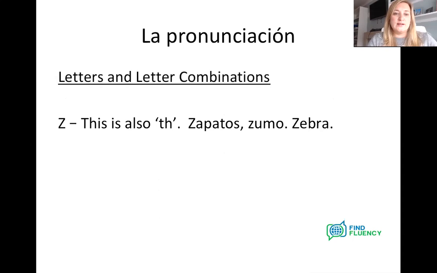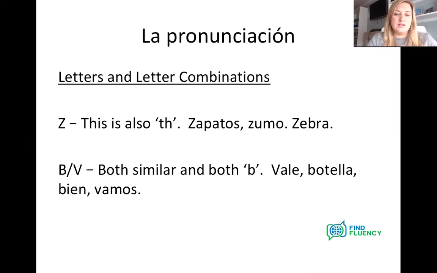Z as well is a th sound, so it's our th sound again. For example, we see it in the words zapatos, shoes, zumo, juice, zebra, zebra. Okay, so C and Z, th sounds.